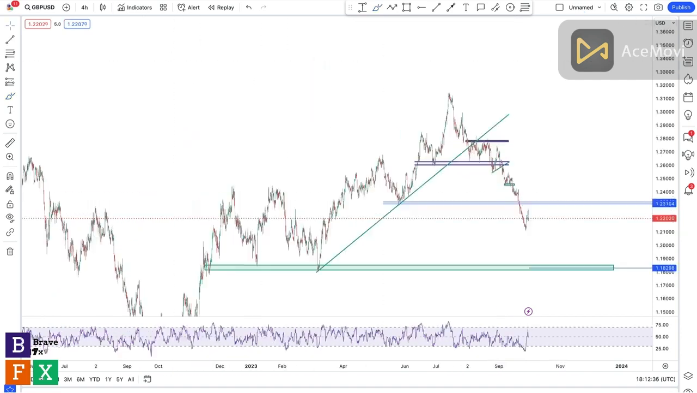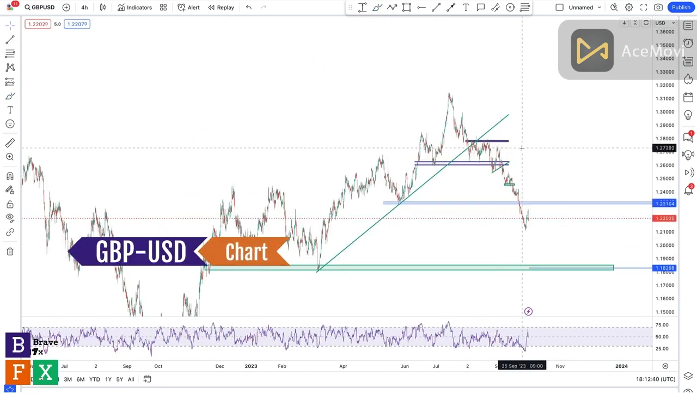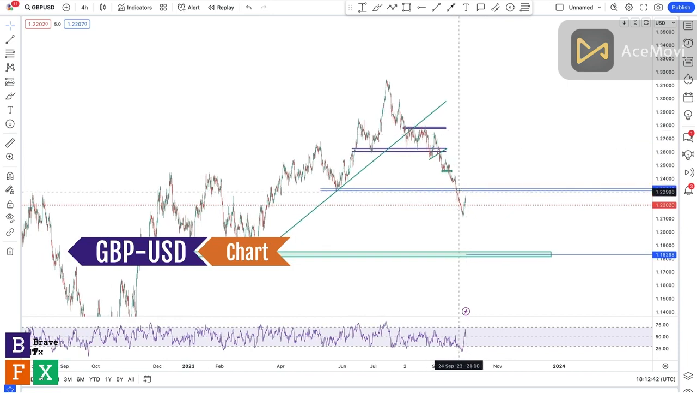Moving on, we'll be taking a look at GBP-USD real quick. From our previous analysis, we were expecting a bounce off of this area of value, but we had a breakout. So now that we have a breakout, we are expecting price to come into this other area of value.